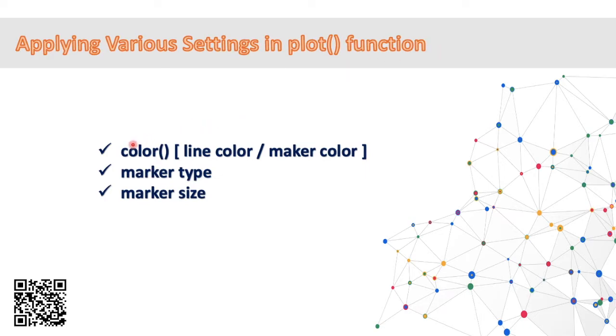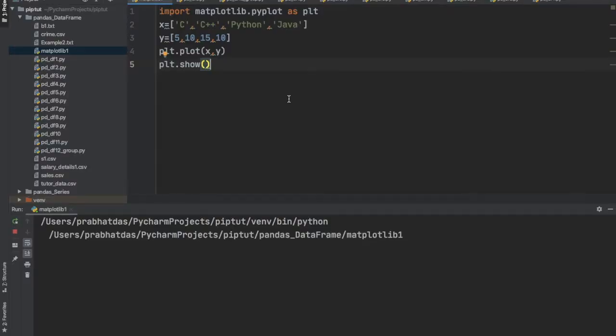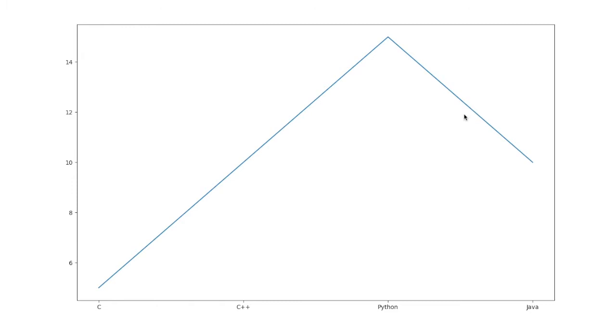Here we will try to manipulate the line color and the marker color. Also we will try to manipulate the marker type and the marker size. Now let us try to implement the following settings in the existing Python program. As soon as we execute this code, we get a graph which looks something like this. You can carefully observe the default color of this graph. We will try to change the default color of this graph to green.